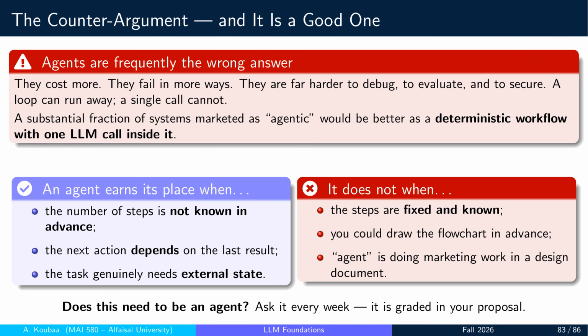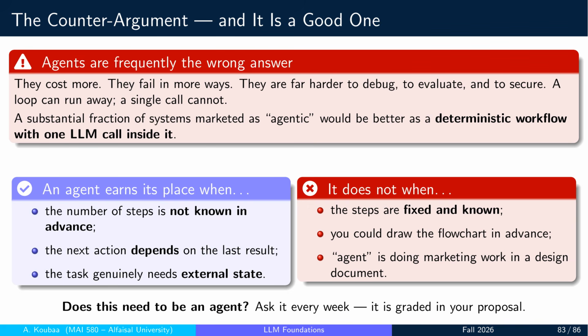They cost more, they fail in more ways, they are far harder to debug, to evaluate, and to secure. A loop can run away. A single call cannot. And read the next sentence because it is a judgment about the industry. A substantial fraction of systems marketed as agentic would be better as a deterministic workflow with one LLM call inside it. Now, the two columns give you the test.